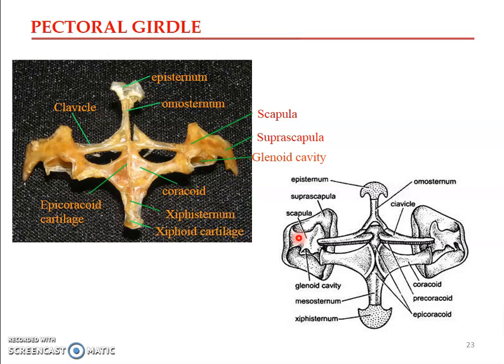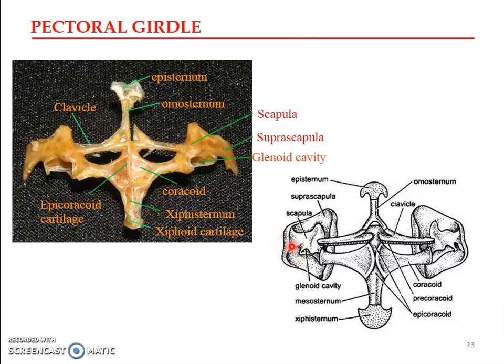The suprascapular is a thin, flat, almost rectangular cartilaginous plate on the dorsal side, and it covers dorsally the first four vertebrae. The free margin of the suprascapular is calcified, and the lower part articulates with the scapula. Here you can see this part is bony. Okay, so the dorsal part is almost cartilaginous, while the part which articulates with the scapula is bony in nature.